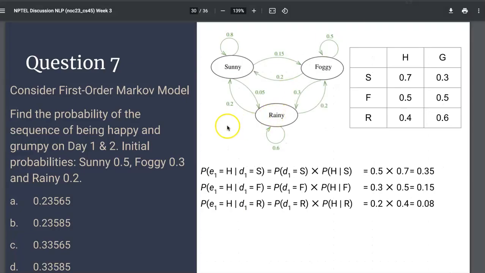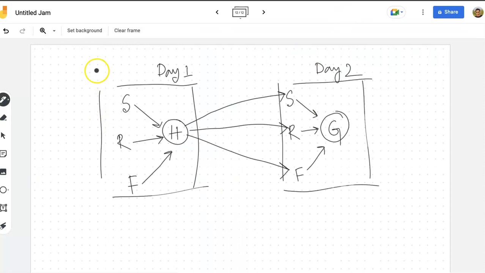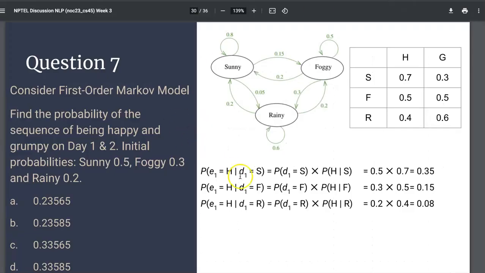Okay, let's see. So the first part is what they are saying. If today is sunny, what is the probability that I will be happy? So this is the first box they are calculating. Given today is sunny, what is the probability I am happy? This is the total probability.